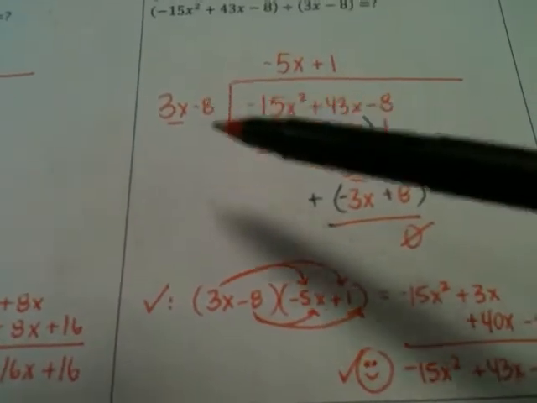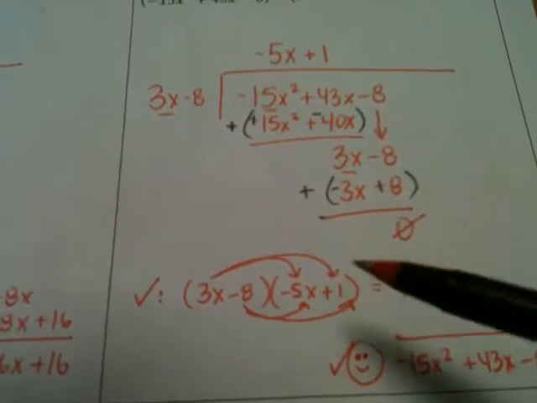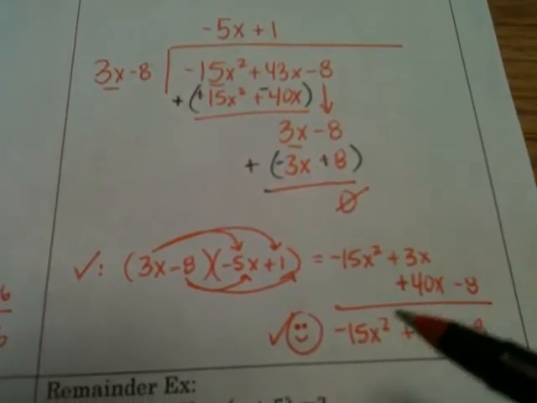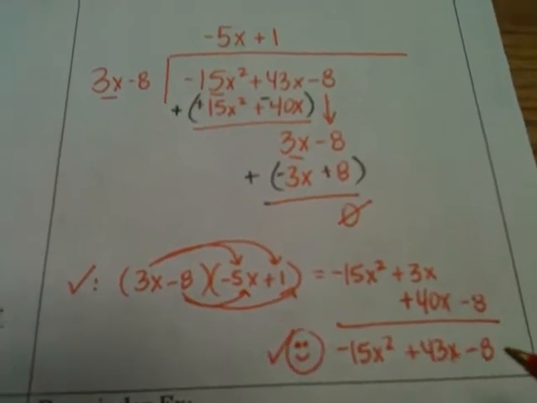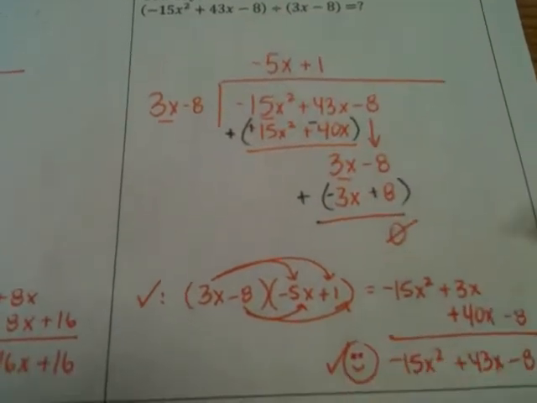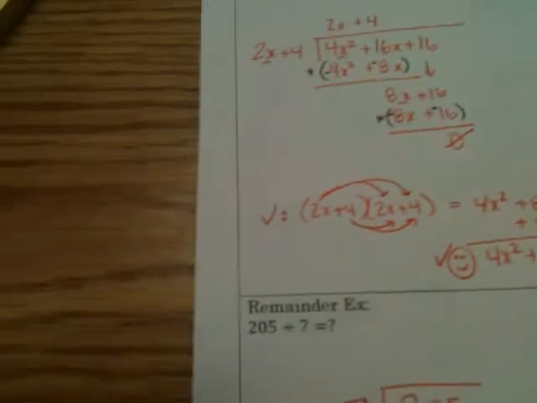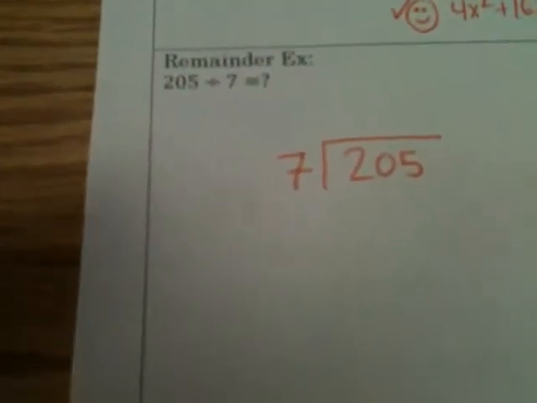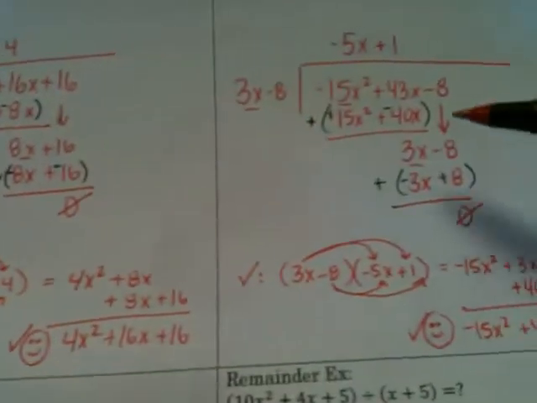Do my check here. Took the original divisor, 3x minus 8, and the quotient, negative 5x plus 1. Folded out, first, outer, inner, last. Okay, did my work here. Combine like terms. I get negative 15x squared plus 43x minus 8, which is the same thing as what we started with in the original problem, which means I got the problem correct. Okay, so we've done a few problems here where the answer came out even, with a remainder of 0.